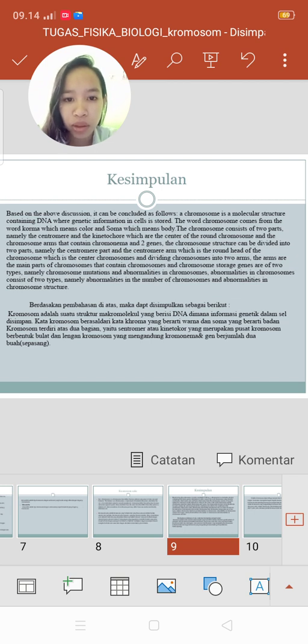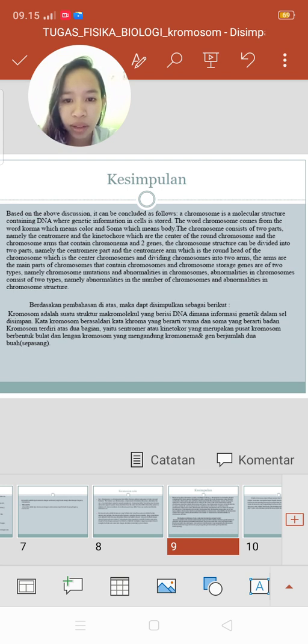The chromosome structure can be divided into two parts, namely the centromere and the arms. The centromere is the round head of the chromosome, which is the center of the chromosome and divides the chromosome into two arms. The arms are the main body parts of the chromosome. They contain chromonema and genes.